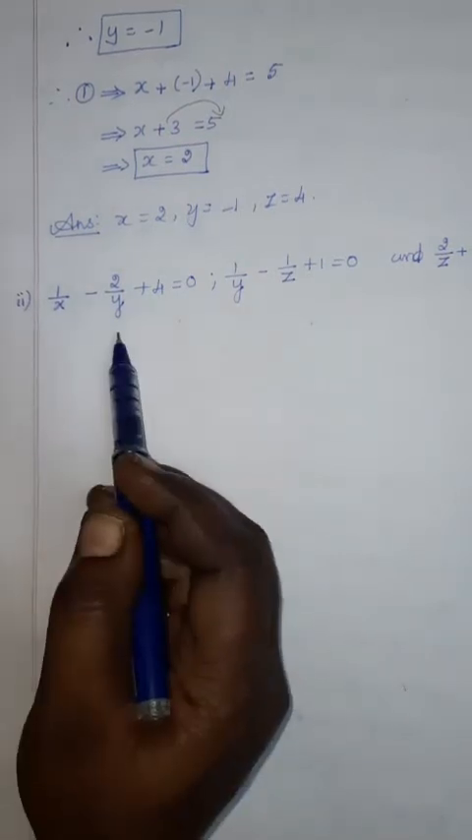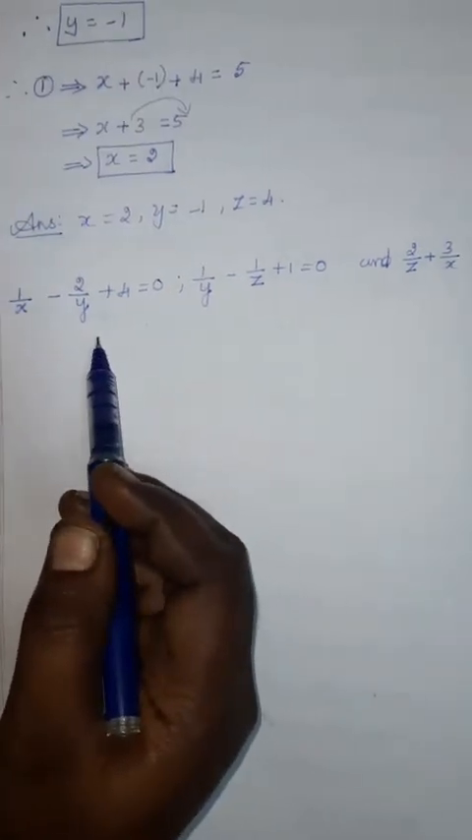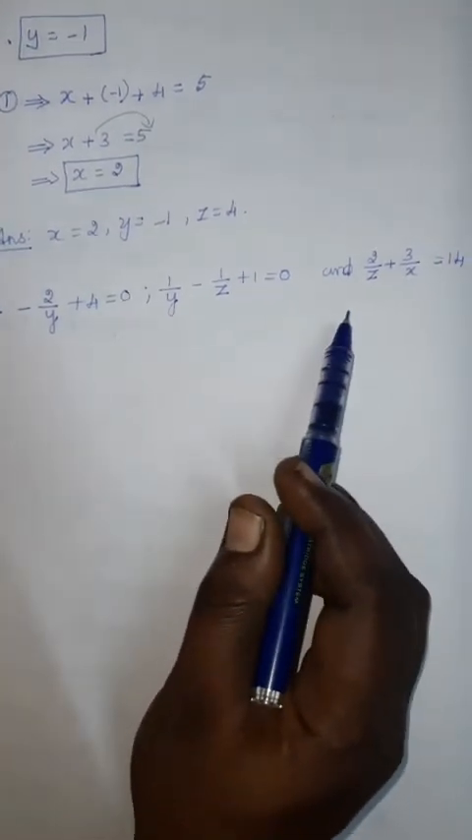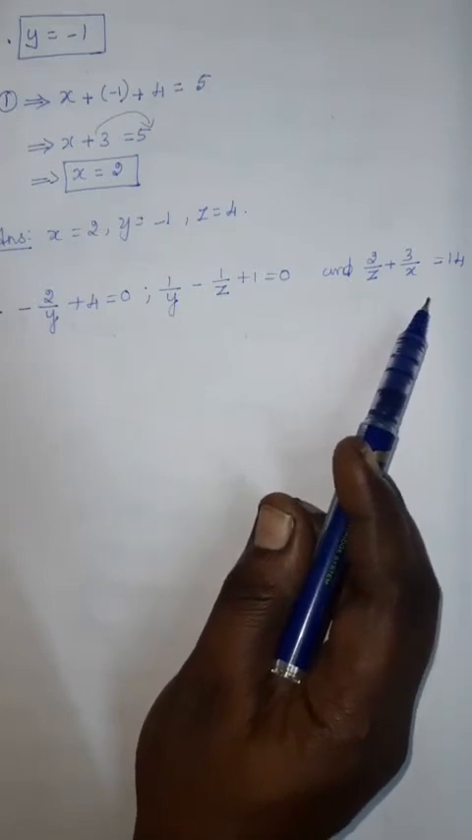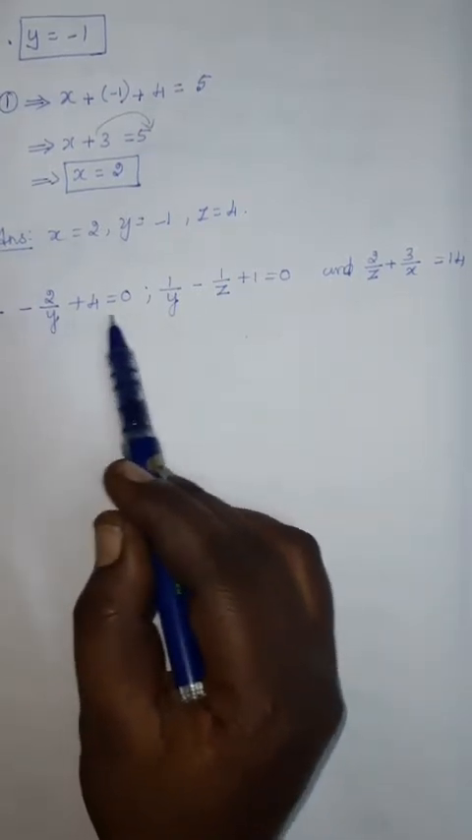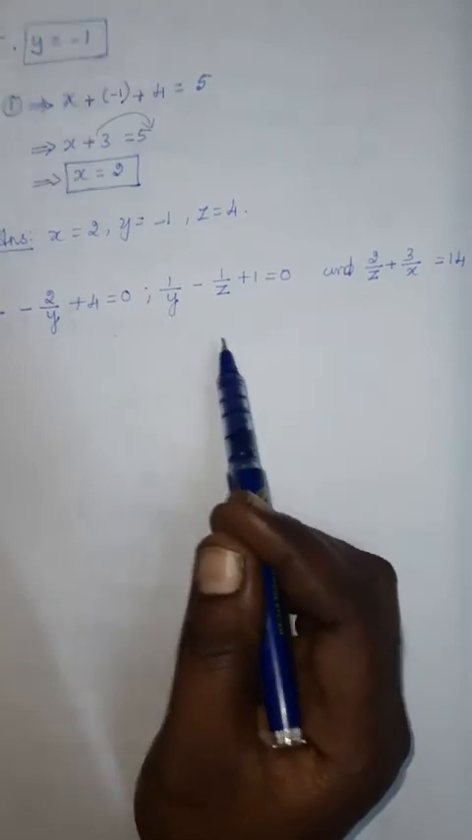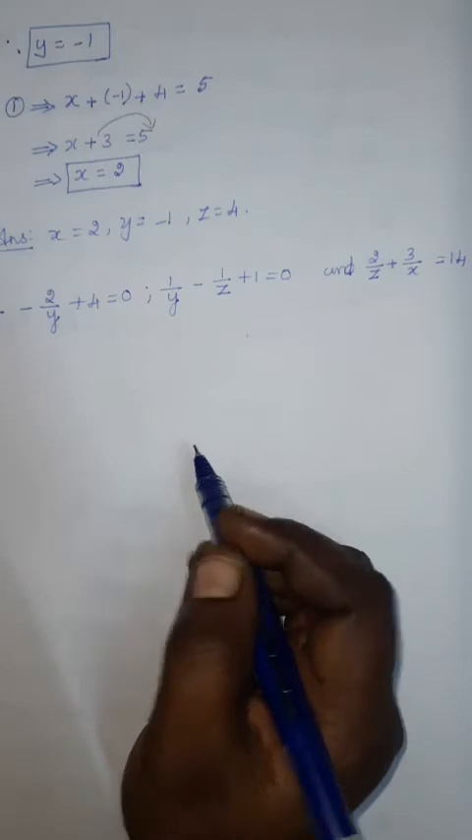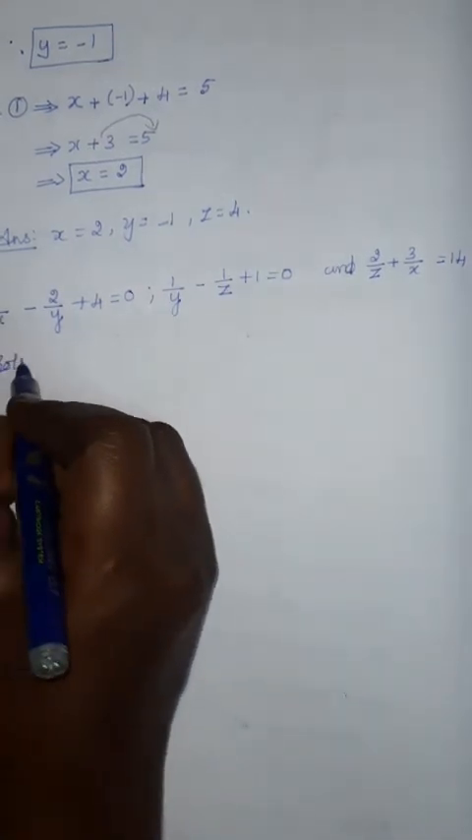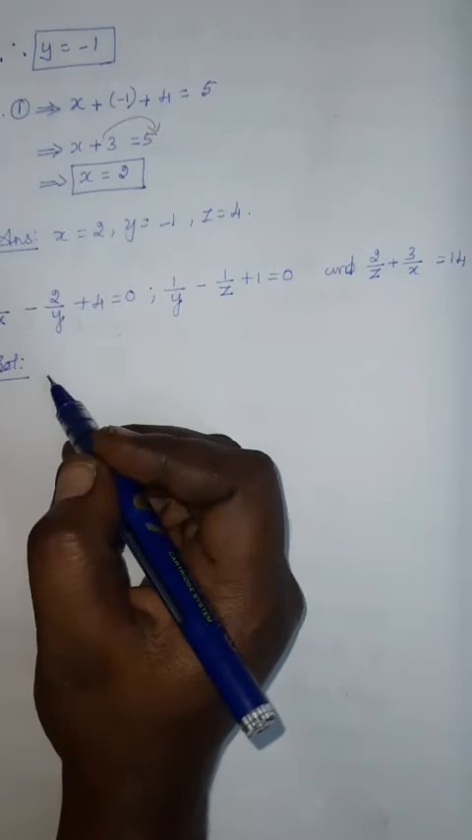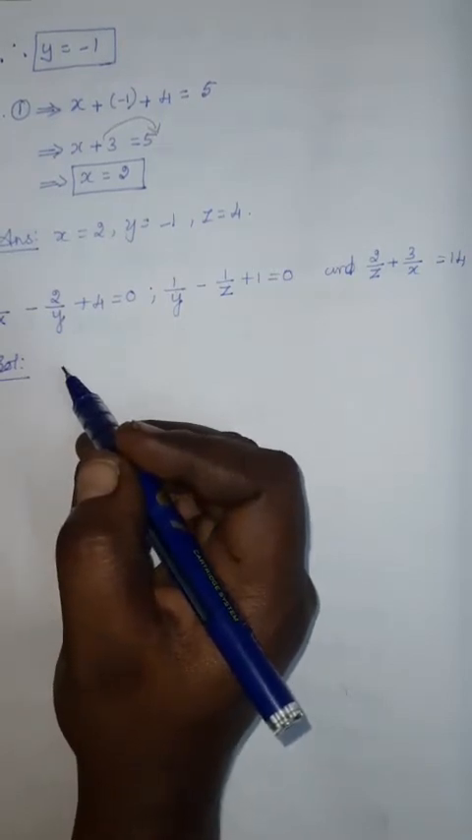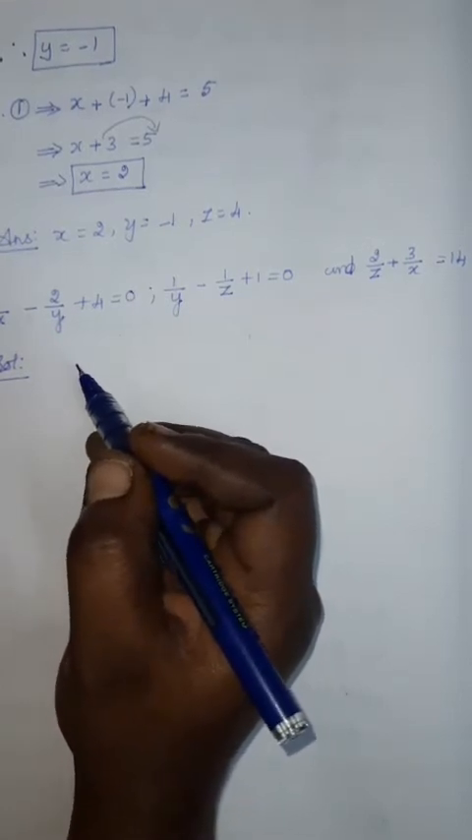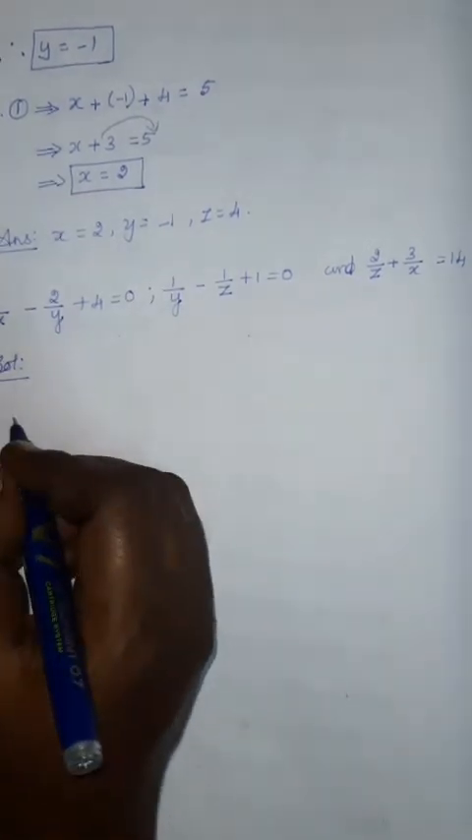1 by x minus 2 by y plus 4 equal to 0. 1 by y minus 1 by z plus 1 equal to 0. And 2 by z plus 3 by x equal to 14. Here also we have three variables, but the variables are in the denominator. Since the variables are in the denominator, we can consider 1 by x as one new variable other than x, y, z. Like that, 1 by y, 1 by z, you can consider these three terms that way and solve like the previous question.